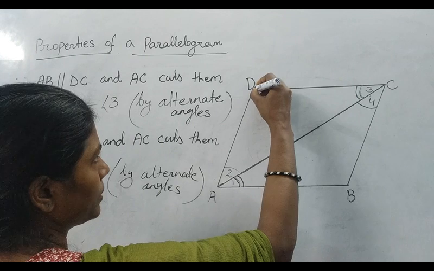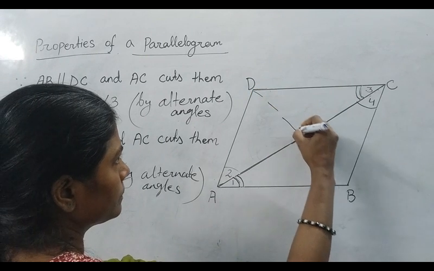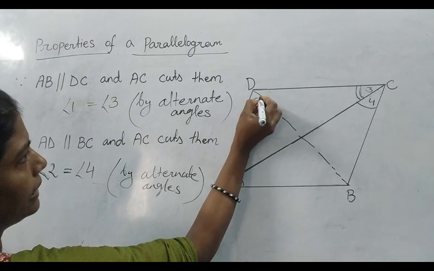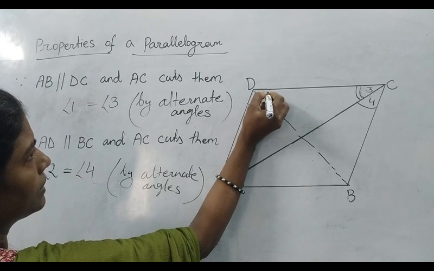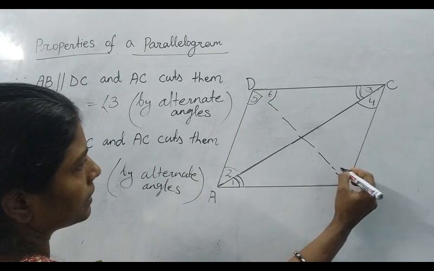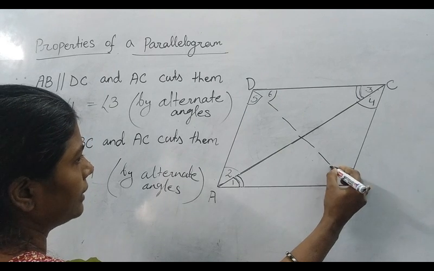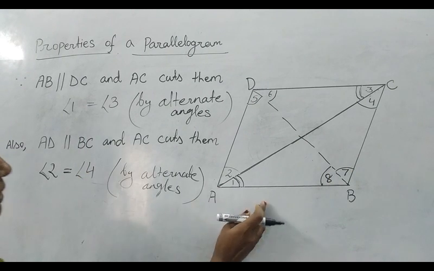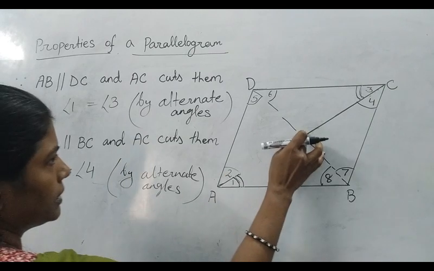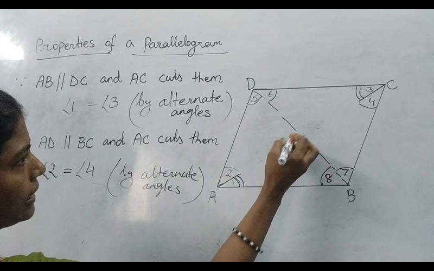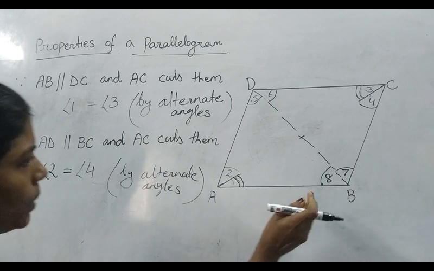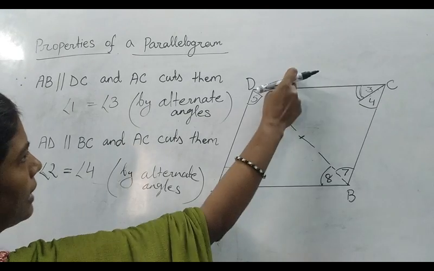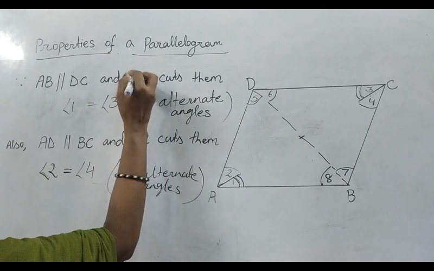So when we join the diagonal BD, then we have some angles again. Put the names 5, 6, 7 and then 8. So again you can find that when we take another diagonal here, we take the diagonal BD here. So again we take the same case when AB is parallel to DC and BD works as the transversal.